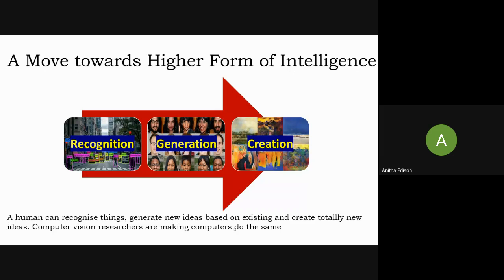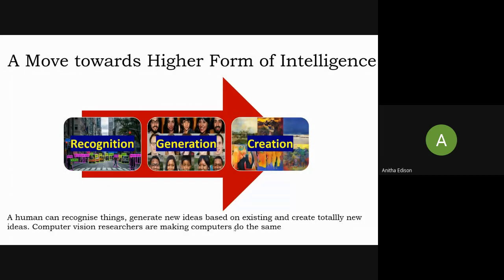Currently, computer vision has got good results in the recognition category, and in generation a little bit of work is being done, and computer vision researchers have really only started with creation.